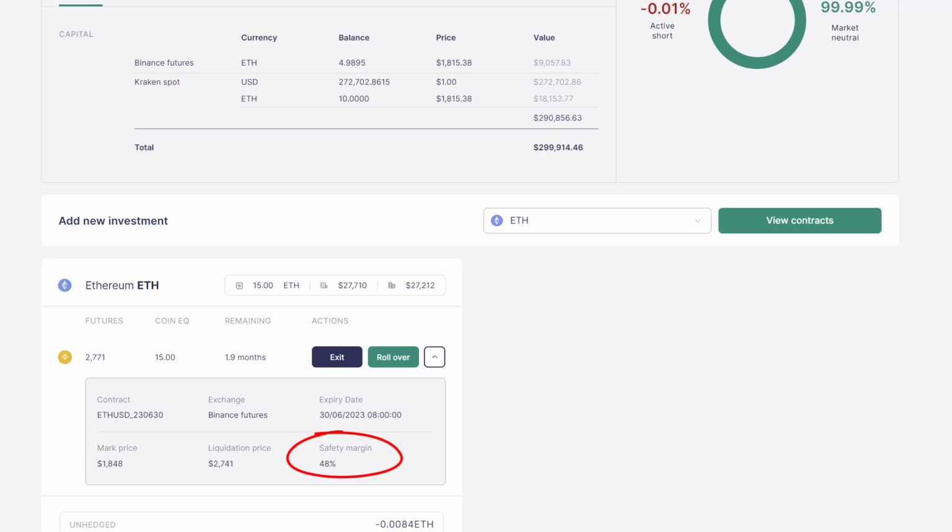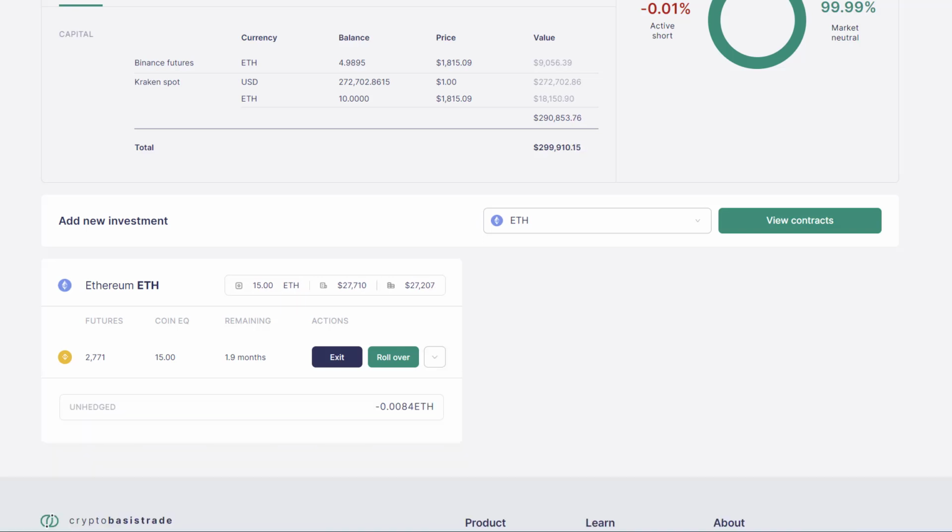If the safety margin is too low, we can increase it by transferring additional coins into our coin margin account on the futures exchange. We will do so after the next trade. We will also discuss how to manage the safety margin on an ongoing basis once the arbitrage position has been established. Next, we will continue to build up our arbitrage position.